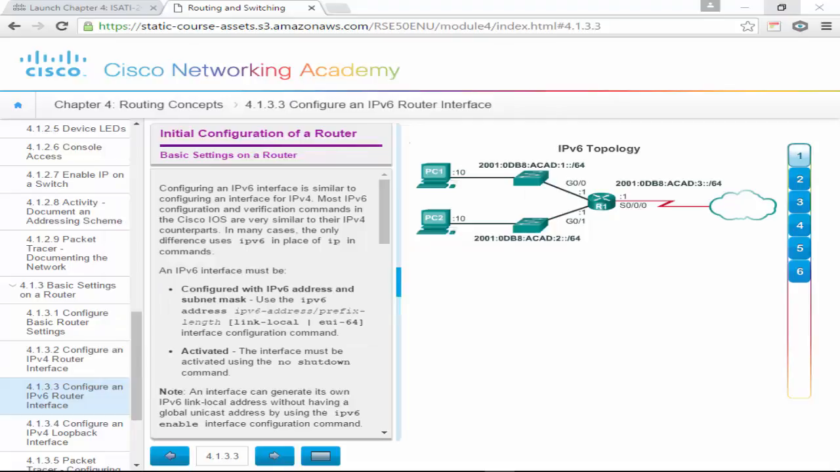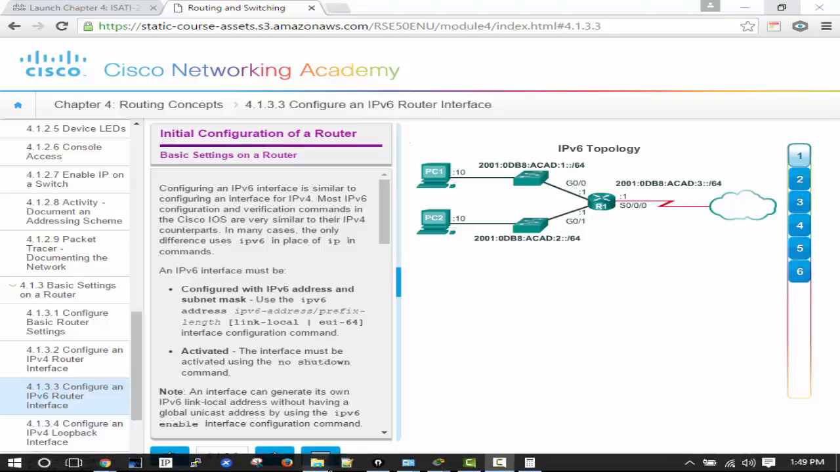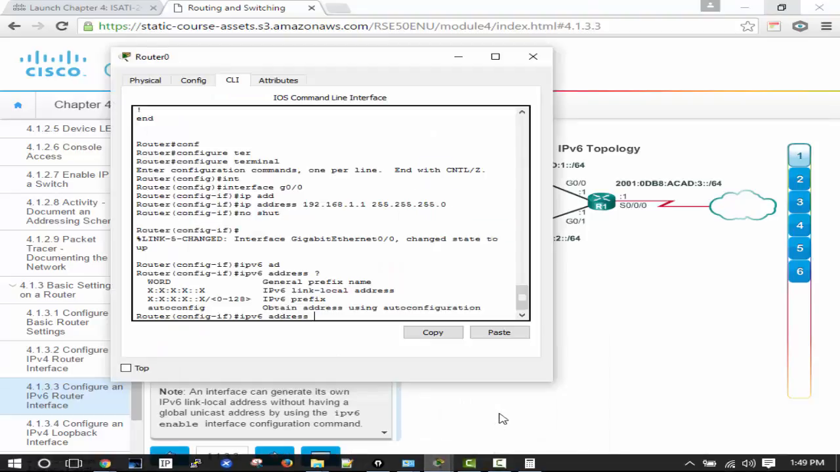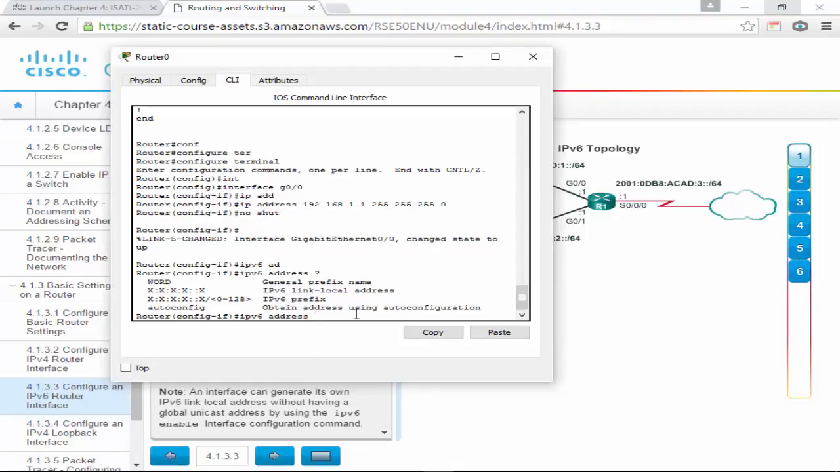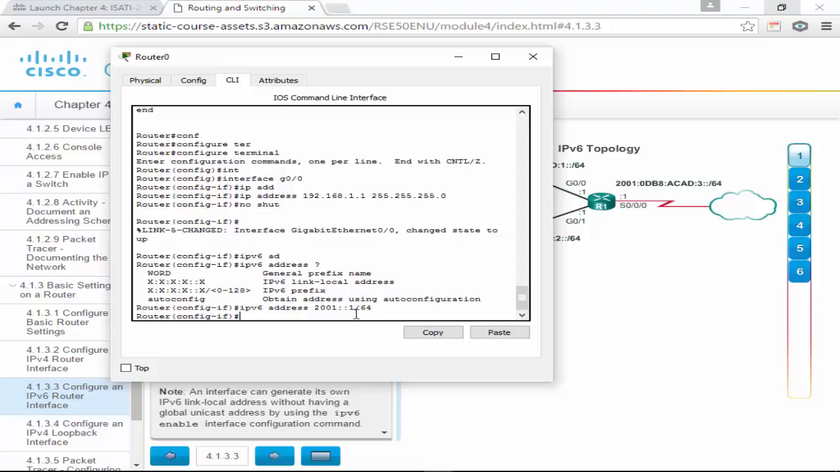In IP version 6, how many do we have? Well, we have 128 bits, and each one of these is worth 16. So we could have 8, but remember we have that double colon that can represent continuous zeros. We're going to say IP version 6 address, and we're going to say 2001::1, which means it's just 2001 with a bunch of zeros, and I'm going to give it a /64, and that's how we set an IP address there.